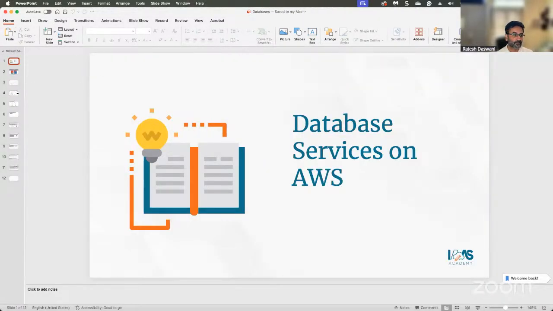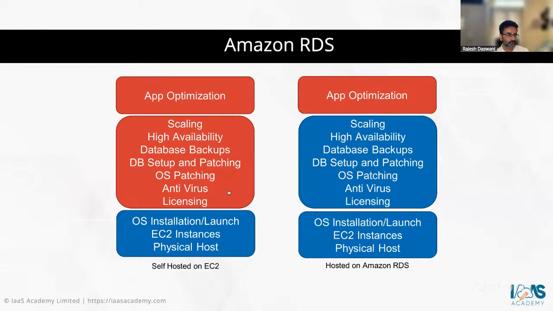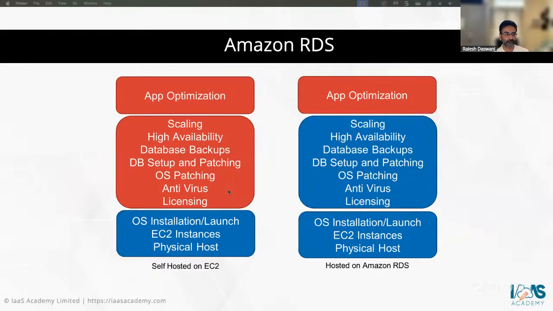So we're going to take a look at databases next. Okay, so with databases, you've got two options to deploy your databases when it comes to relational databases. You can either install your databases on an EC2 instance, so you can get Oracle, or you can get MySQL, Microsoft SQL, and install it on an EC2 instance. That is a possibility.